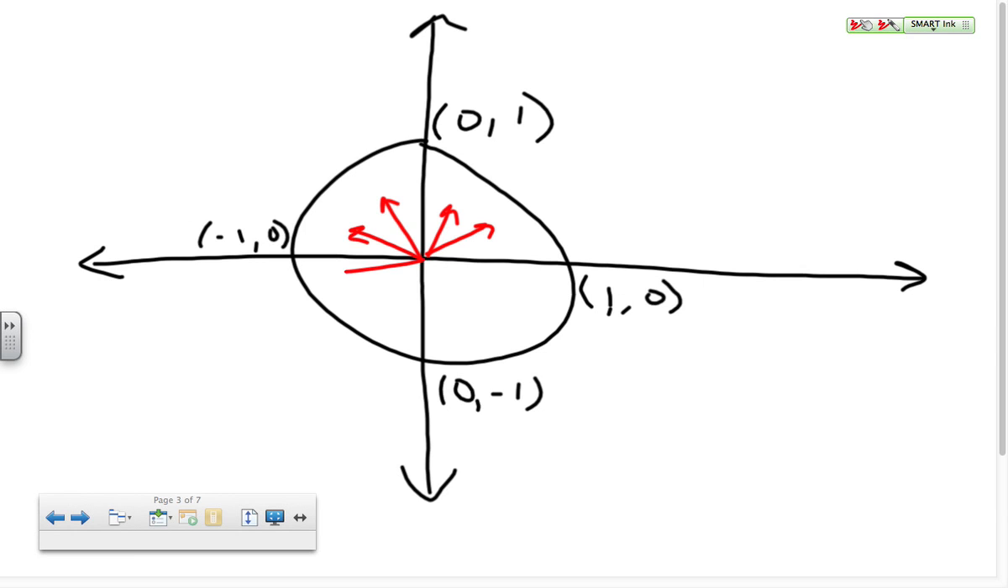But we don't use degrees. We use something called a radian. Now, a radian measures the space of the arc. All right. So there are actually very easy ways to convert between radians and degrees. But let's just talk about what a radian is and how it works first of all.